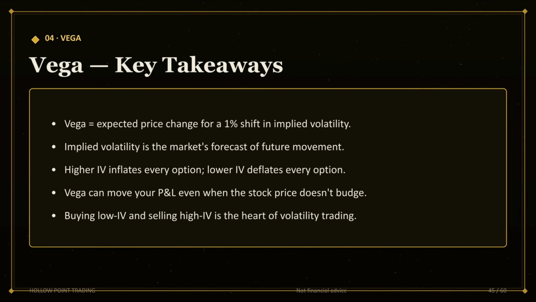To wrap up our masterclass, remember that Vega measures price sensitivity to volatility. It means your P&L can shift even when the stock price is flat. Mastering the balance of buying low IV and selling high IV is the key to professional volatility trading.